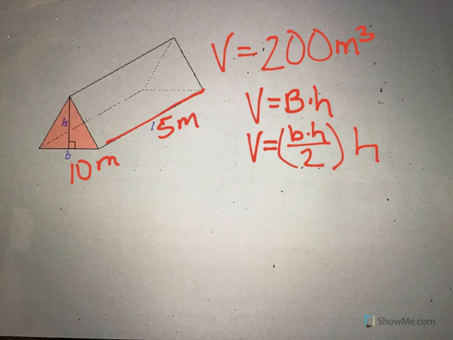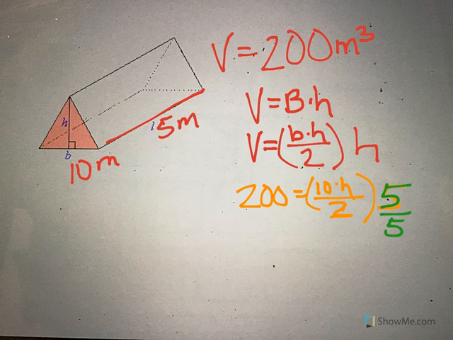So we have volume is 200 equals, I know my base, lowercase b. I don't know my height yet. I know 2 is 2. And I know my height is 5. So first step, I'm going to take care of this 5. I'm multiplying by 5. The inverse is dividing by 5. Whatever you do to the right side, you do to the left side. And that gives me 40 equals 10h divided by 2.